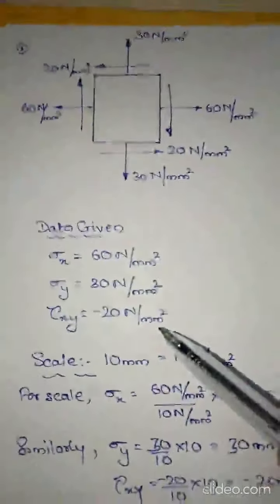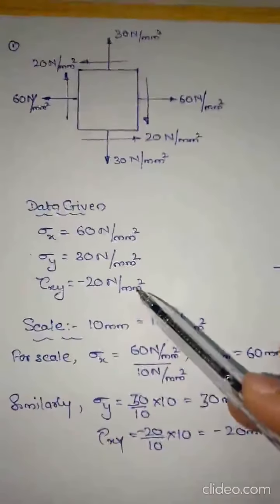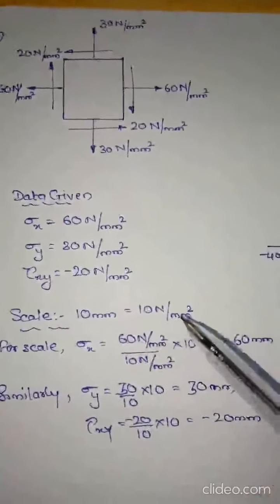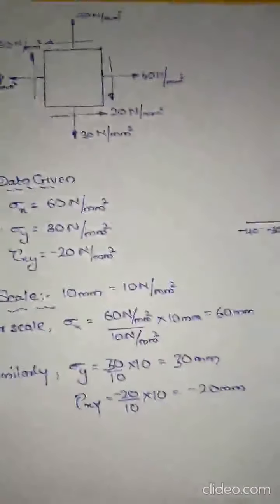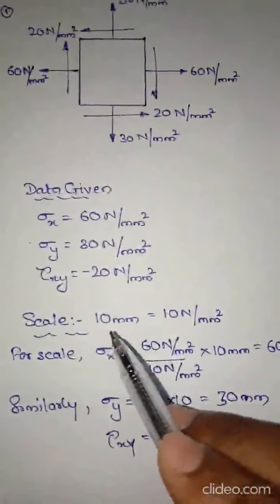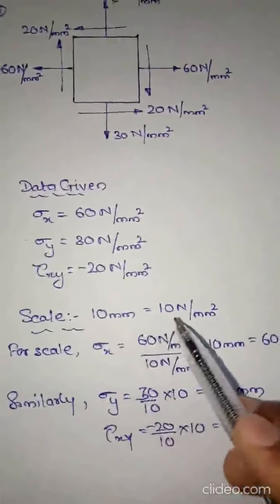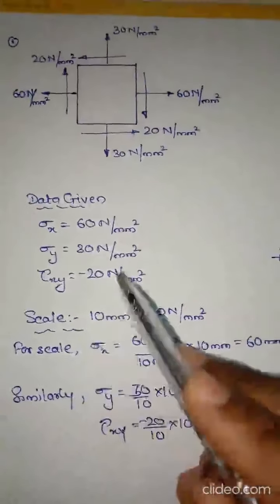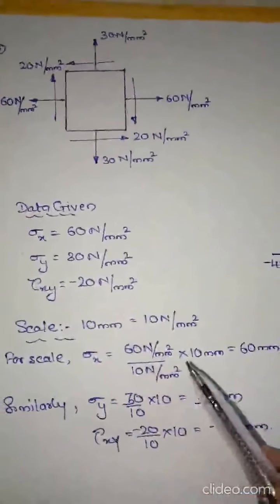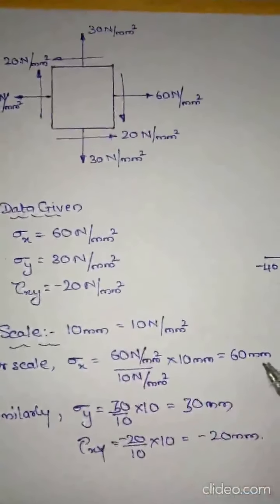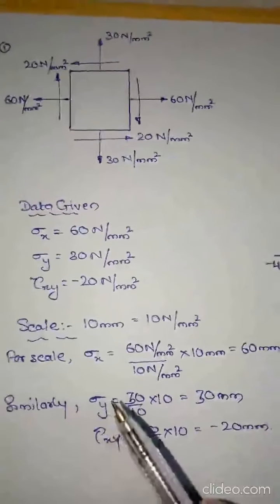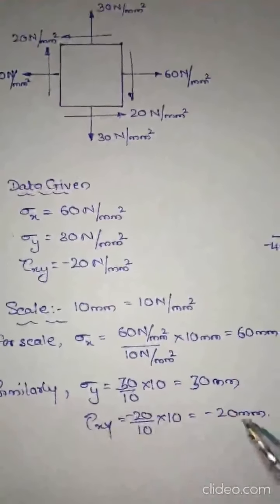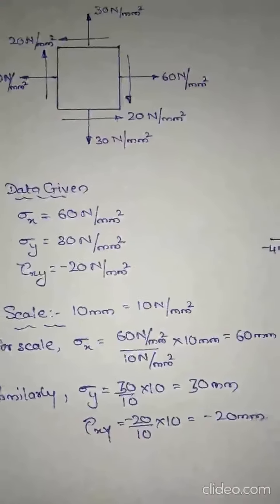Next we will select a scale based on the values of sigma x, sigma y and tau xy. We will select a suitable scale which will fit in the graph sheet. So I have selected here that 10 mm represents 10 Newton per mm square. So sigma x, which is 60 Newton per mm square, is equivalent to 60 mm. Similarly, sigma y is equal to 30 mm and tau xy is equal to minus 20 mm.